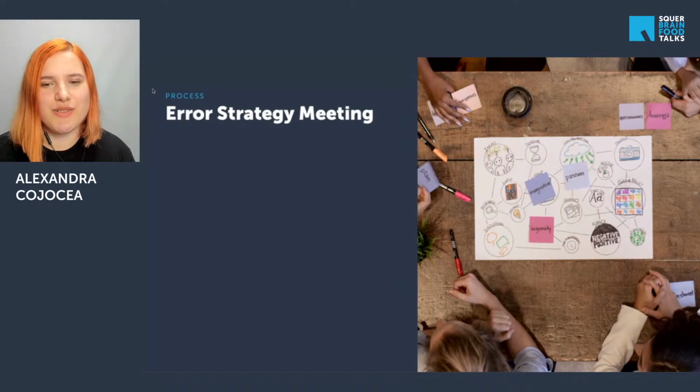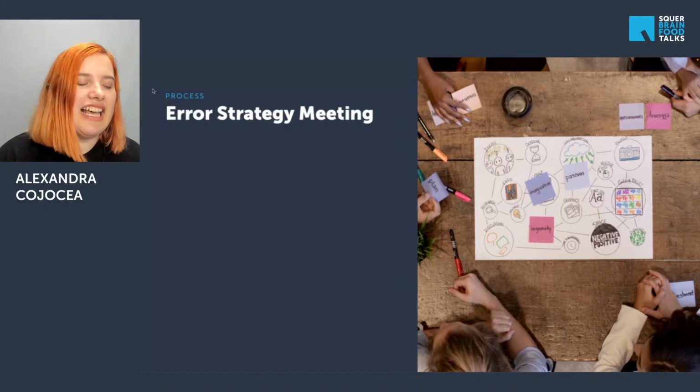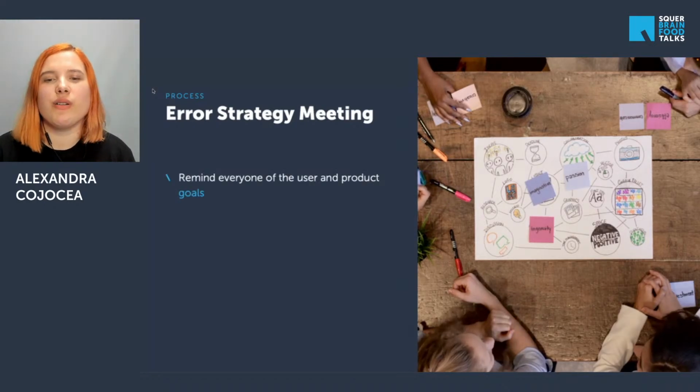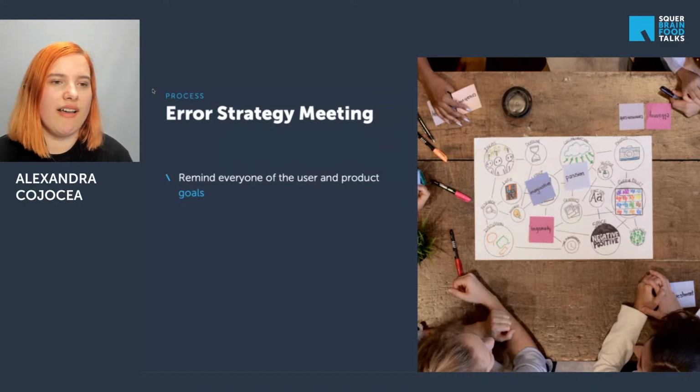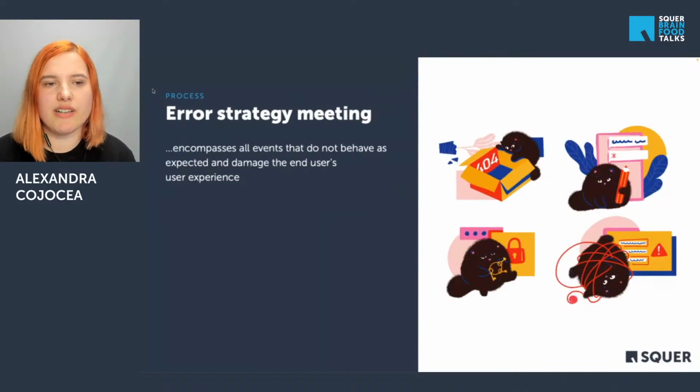And once everyone is in the room and this meeting that I call an error strategy meeting, I would remind everyone about the user and the product goals. What are we trying to achieve, so that everyone is aware where we're trying to end up with this product. And then I would clarify for everyone exactly what the error strategy covers. And as I said before, it's all the events that do not behave as expected and that might damage the user experience.